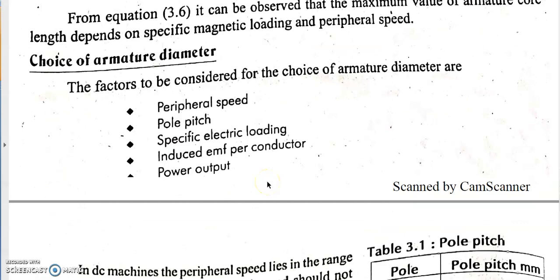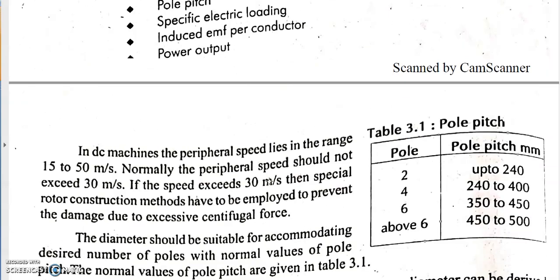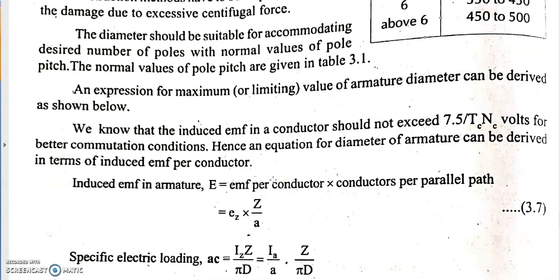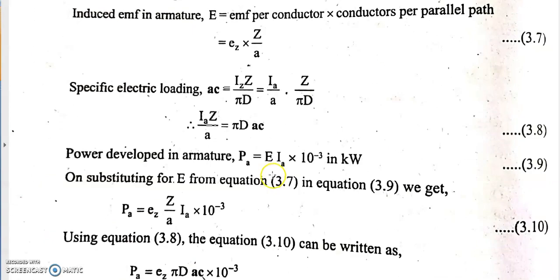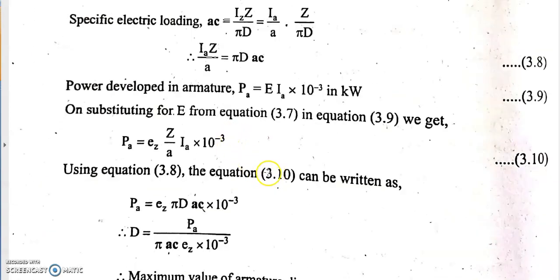And the next factor is the choice of armature diameter. So the armature diameter we will derive from this equation for power output in the armature, and so that is Ia into 10 to the power minus 3.